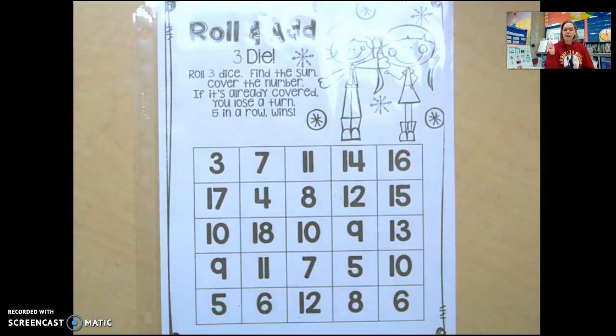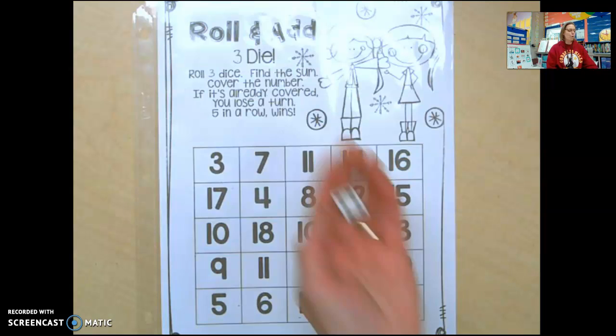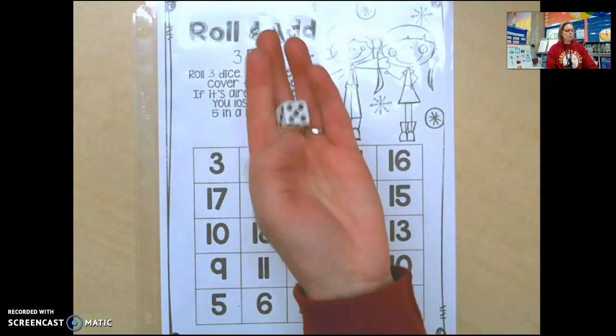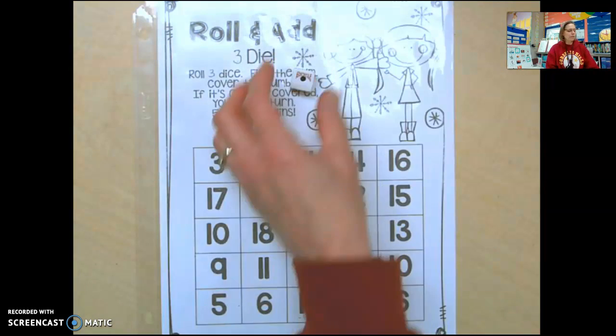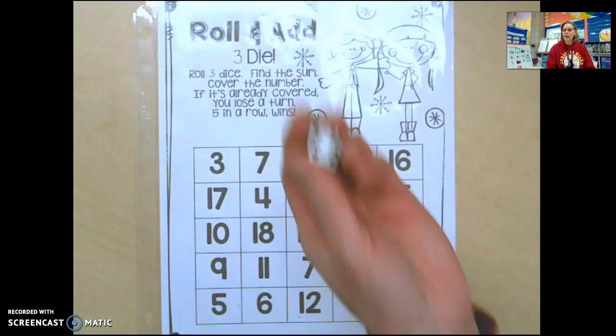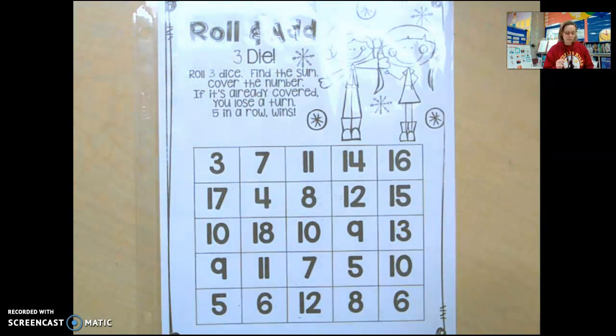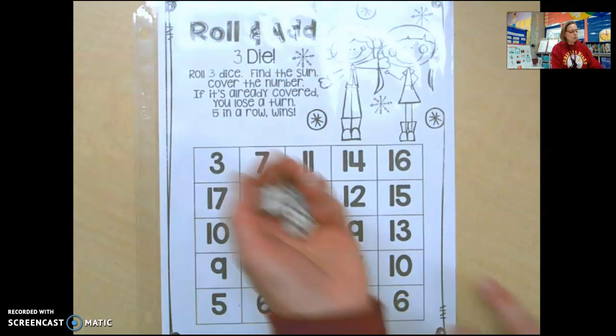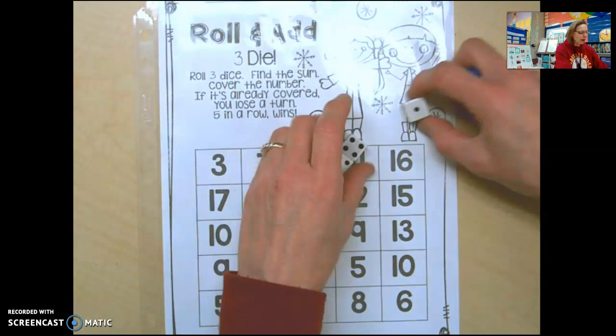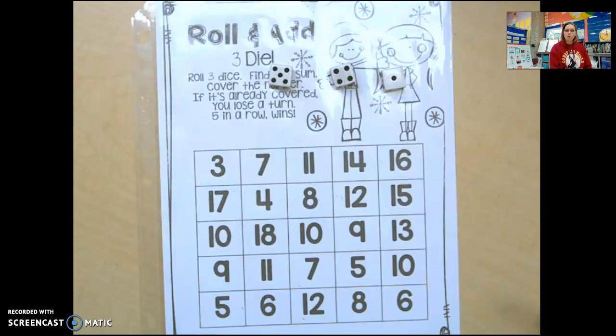Now you're going to need 3 die. Now if you don't have 3 die, you can use 1 or 3 dice. You can use 1 die and roll it 3 times, okay? Or you can also go onto the computer and use the ones on the Clever page where I have all the little tools. This is how you play the game. You roll your 3 dice and you try to make either doubles or a 10.